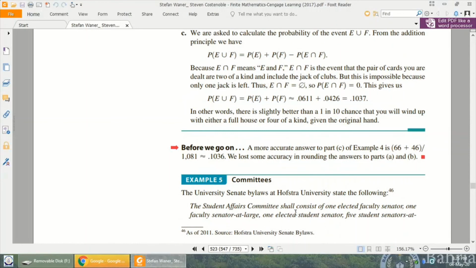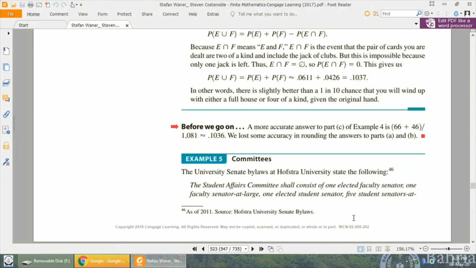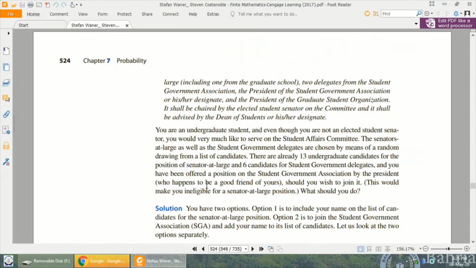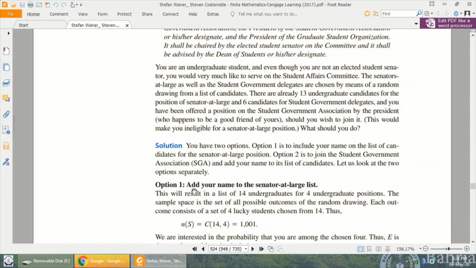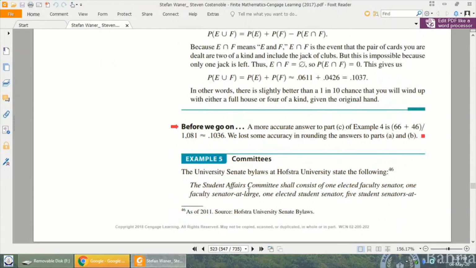So if they say that the student affairs committee consists of one elected faculty senator, one faculty senator at large, one elected student senator, 5 student senators at large, 2 delegates from student government association, the president association and the president of graduate associations. So all in all, they are asking that the result is 14 for 4 undergraduate positions. So each outcome consists of a set of 4 lucky students chosen from 14. Okay? So now how come they're asking you? So you have to think over it, right?